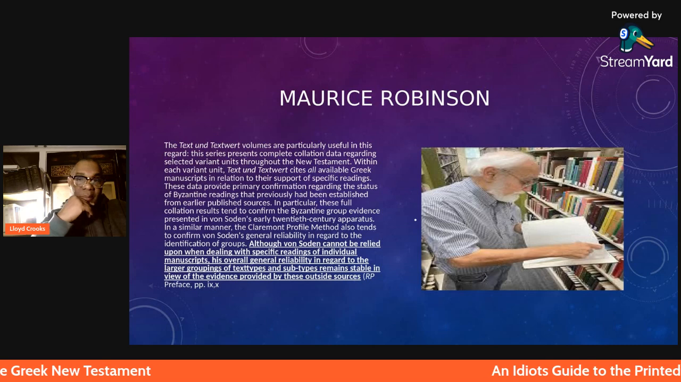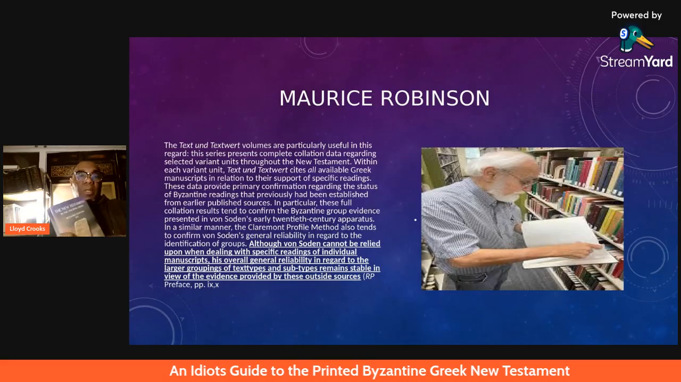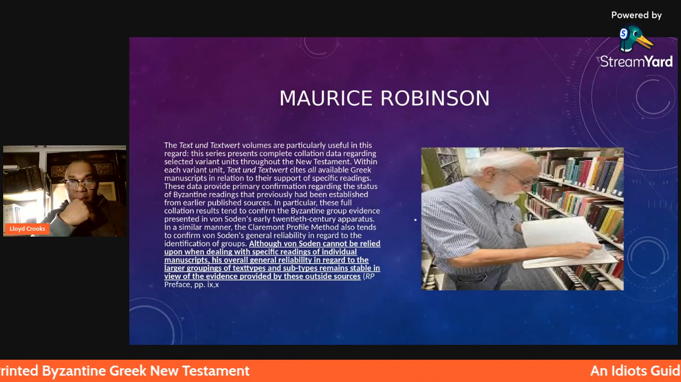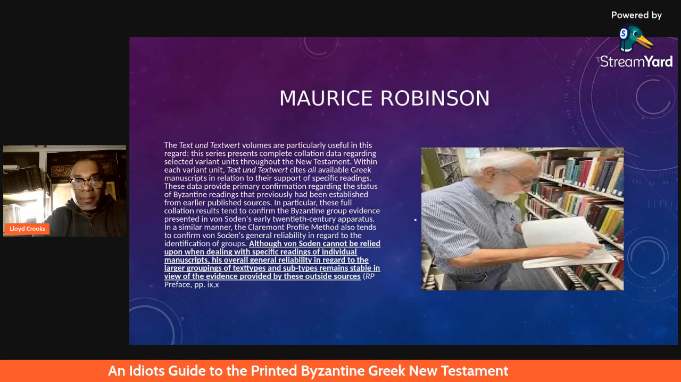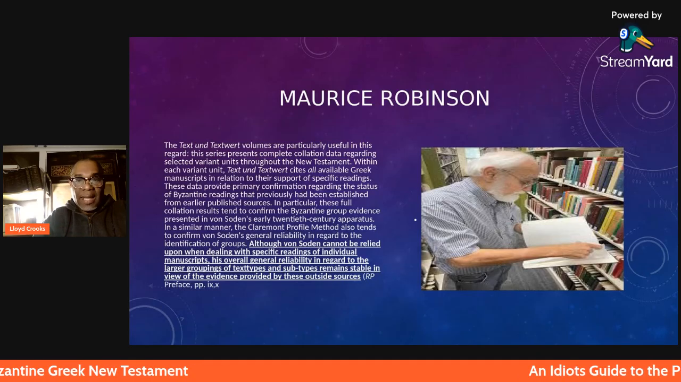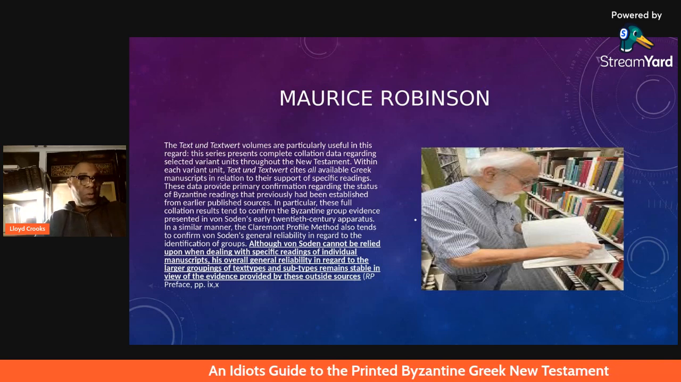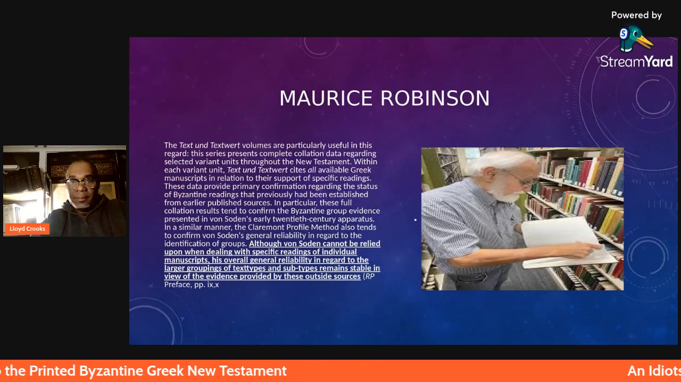Maurice Robinson, in his preface, I think it was in this one, and I'll just go to that in bold. To be fair to these guys, they did cross-reference with other sources rather than von Soden alone. He said, although von Soden can't be relied on when dealing with specific readings of individual manuscripts, his overall general reliability in regard to the larger groups of text types and subtexts remains stable in view of the evidence provided by those outside sources. So to be fair, they didn't just use von Soden, but they used other sources, but they are very similar.